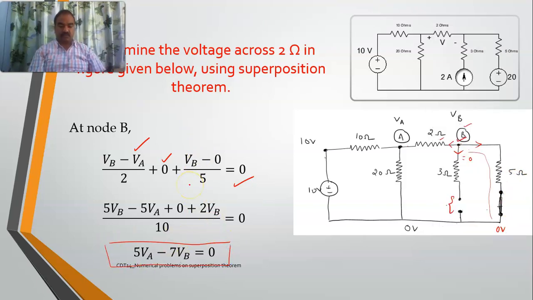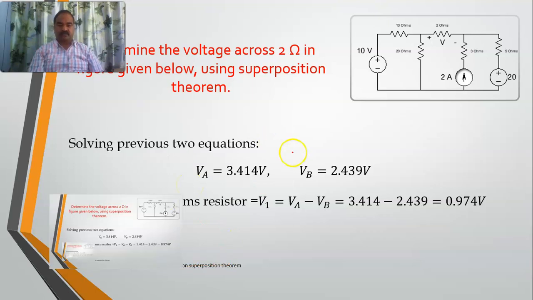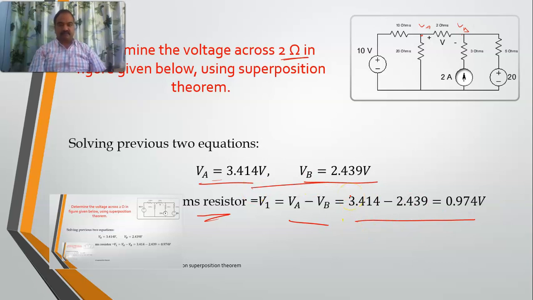So if two equations are available now and I solve them, this is my VA, this is my VB. In that case, what is my voltage across this 2 ohms resistor? This is VA, this was VB, right? So VA minus VB. I have obtained VA and VB, so VA minus VB is my voltage. Similarly, this is V1 due to the first source, 0.974.